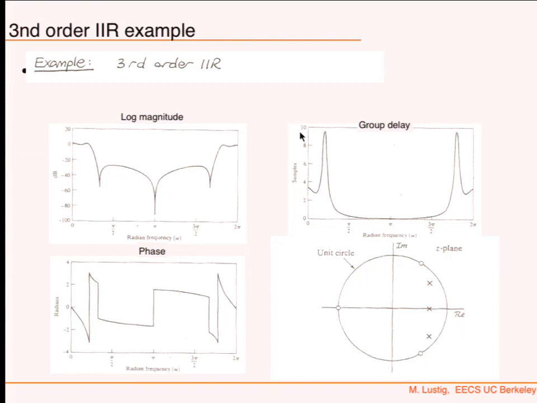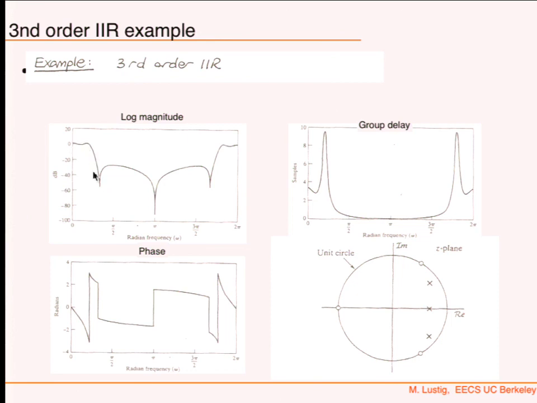Here's an example of a third-order system, where you have a zero at minus pi, and two zeros over here, then three over here. What kind of filter is this? Is it a high pass, low pass? It's a low pass. It's not lowish, it's a beautiful low pass filter.